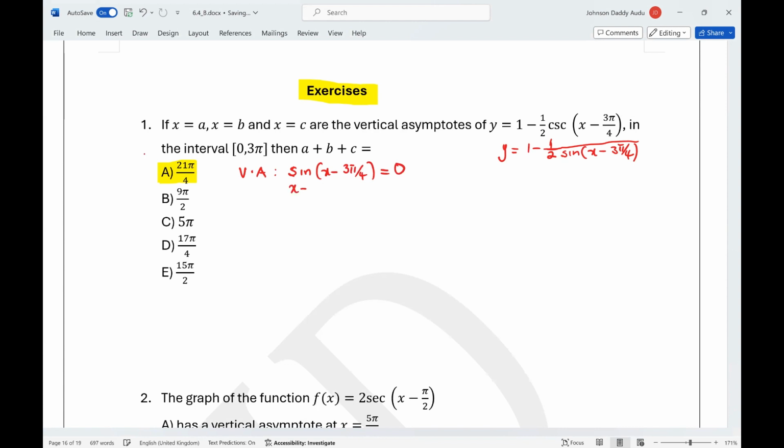And this means that x minus 3 pi over 4 is equals to n pi, but here our n is an integer. And so that means we can solve for x easily. So x is equals to 3 pi over 4 plus n pi, which we can write as, we can take pi as a common factor. So we just have 3 over 4 plus n.